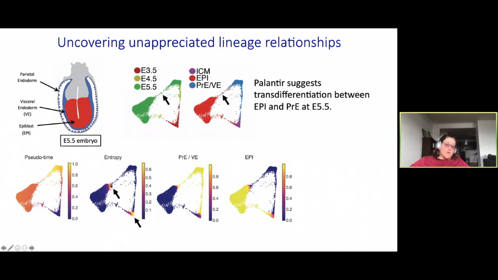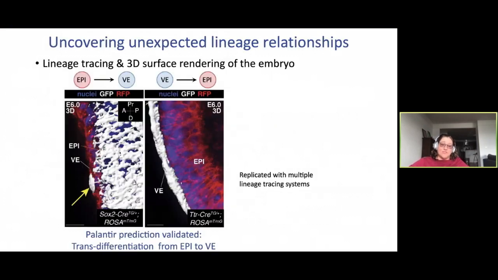But here we see another point with high entropy. What we see is that at day 5.5, after the decision was clearly made and the lineage is clearly split, there's again high plasticity, and there is a bridge from epiblast back into extra-embryonic visceral endoderm. What Palantir predicted is that epiblast cells transition into primitive endoderm cells. This was very surprising, and frankly, our colleagues at the beginning didn't quite believe us, but were convinced to do some serious lineage tracing experiments to see if this was true.